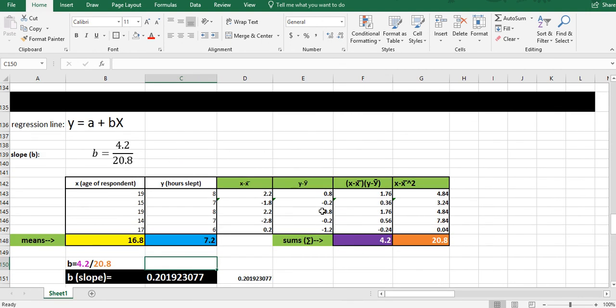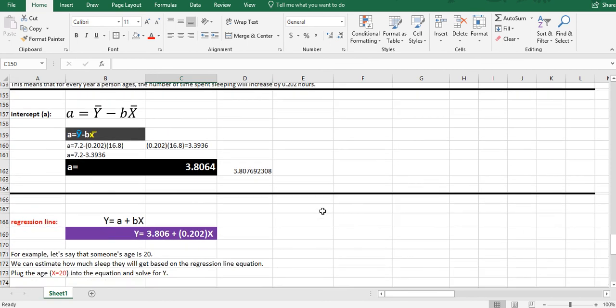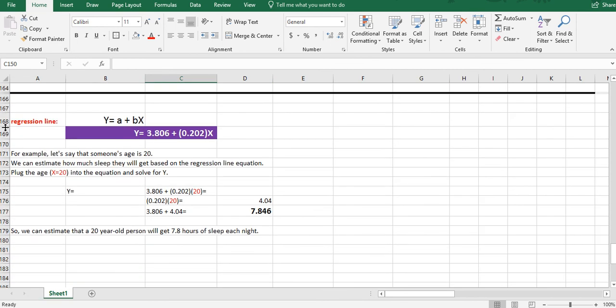Okay, so that is how you calculate your regression equation and figure out your linear regression in Microsoft Excel. Thank you, and bye.